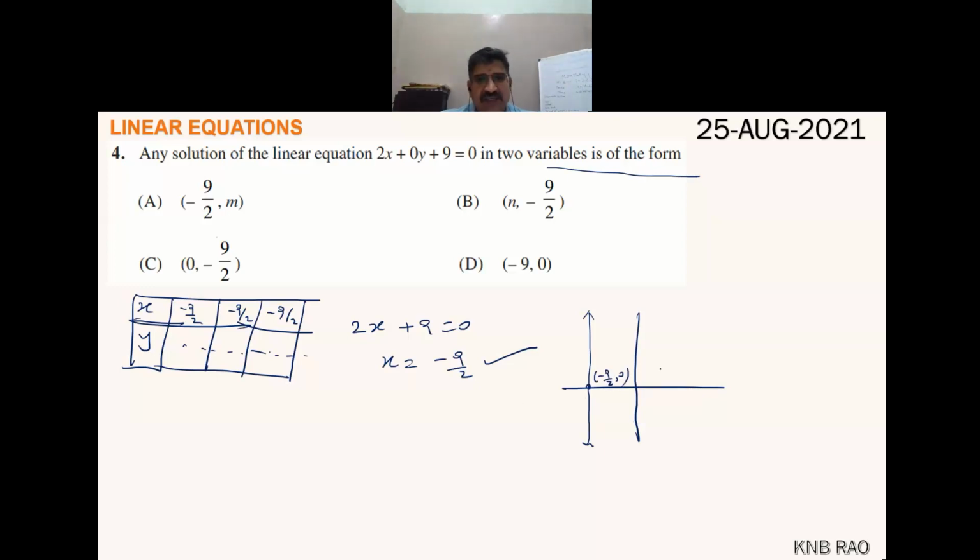Why is it parallel to the y axis? Because all the points that you have here, if you plot them, they will definitely be parallel to the y axis. They are all points lying in the second and third quadrant. So minus 9 by 2 comma some number. The right option is A. That is the generalized solution of this linear equation. Okay, so that's how it is done. Next, question 5.